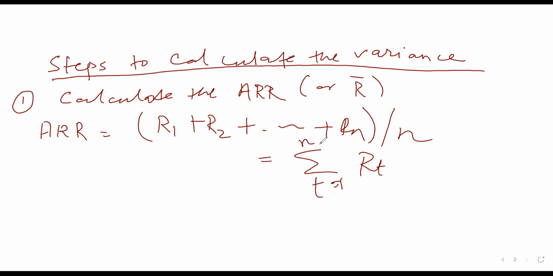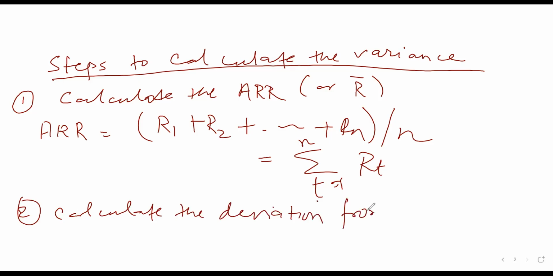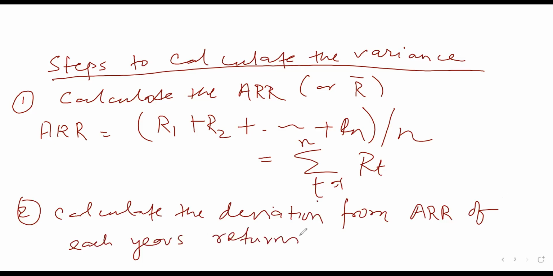Next, after calculating the average, simply take the deviation. Calculate the deviation from the ARR of each year's return. You know how to calculate each year's return: your dividend yield plus your yield from the share price, capital gain and loss. After getting the return, get the average return. After getting the average return, take the deviation from the average return.